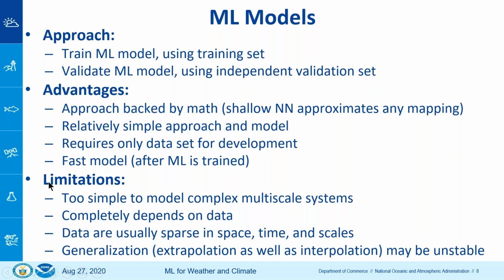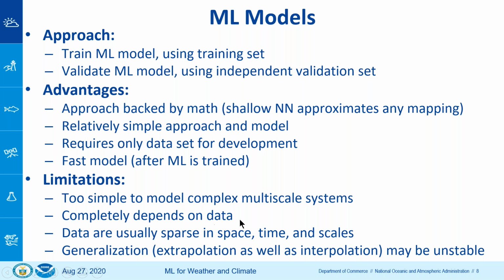Limitations. Limitations are reverse sides, in some sense, of advantages. It may be too simple to model a complex multi-scale system. For example, I think currently we don't have a machine learning tool which can emulate the entire numerical weather and climate modeling system. It's too complex for machine learning. However, some components that I will show you can be emulated.